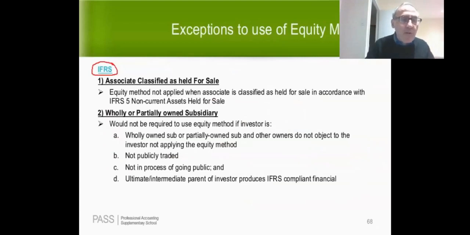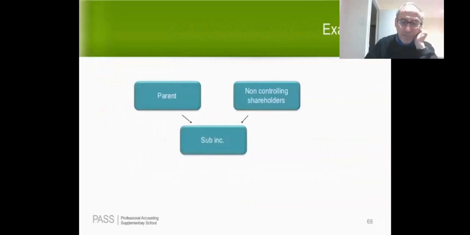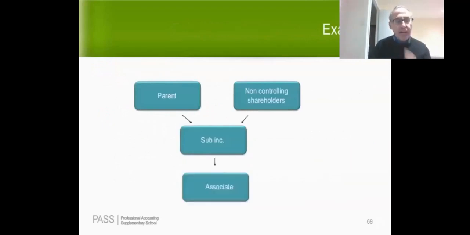Point number two is dealing with wholly or partially owned subs, and it's dealing with when you're not required to use the equity method. I'm going to just go over this very quickly because it's very similar to the rules we had for consolidations. Let's assume you have a parent and non-controlling shareholders. They own a company called Sub Inc., and Sub Inc. has an investment in an associate. Under what conditions would Sub Inc., when they prepare their own statements, be allowed to not use the equity method in accounting for the associate?